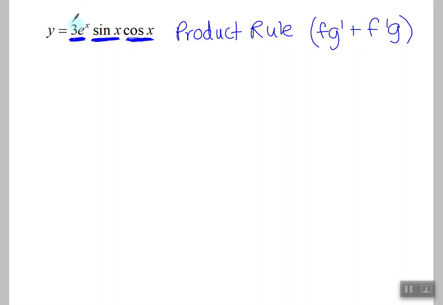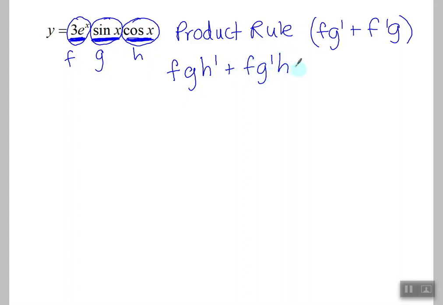Similarly, we can call these three different functions f, g, and h. And so our product rule for the three functions could look like this. f times g times h prime plus f times g prime times h plus f prime times g times h. Notice that we're multiplying all three functions where one of them is the derivative in each of those terms. Let's see what that looks like.